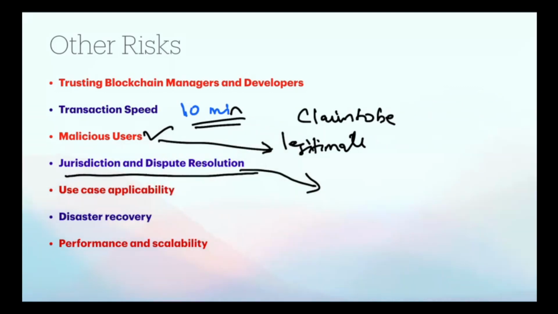This is one of the major risks involved, because many times when the blockchain owners or the Bitcoin owners or any cryptocurrency owners lose their funds, they don't know where to complain. So this is what happens with the disputes. Then use case applicability. Now people are thinking we can use blockchain everywhere, but there are some use case applicability limits also.